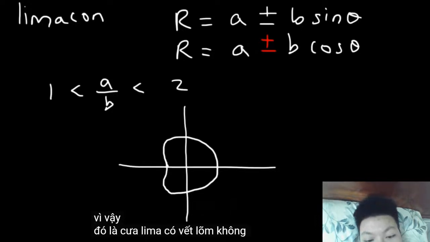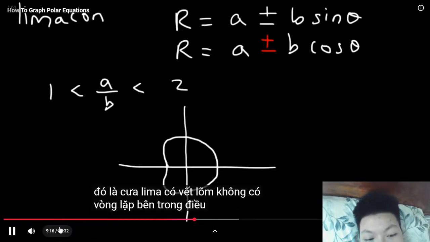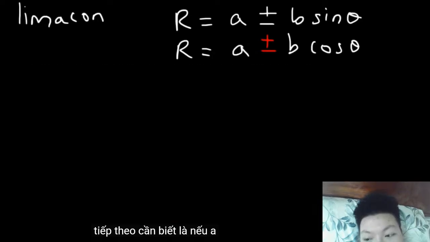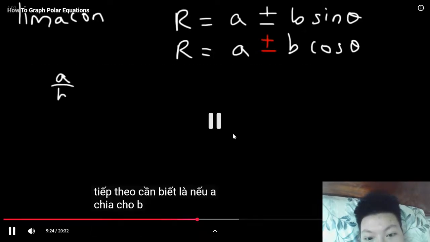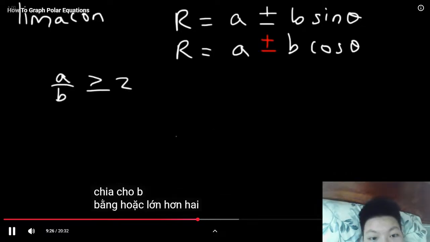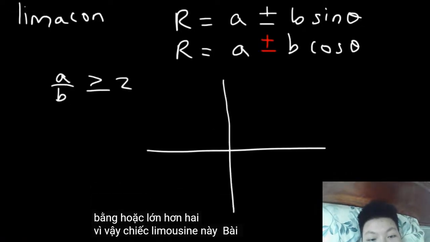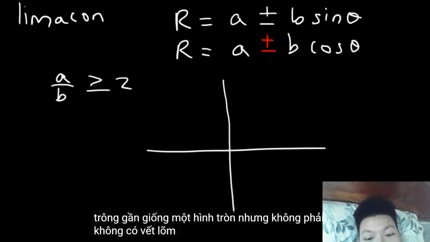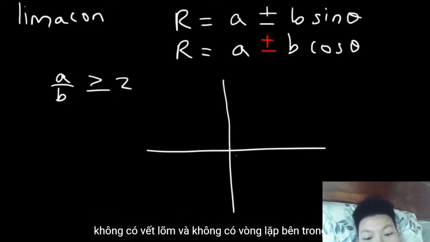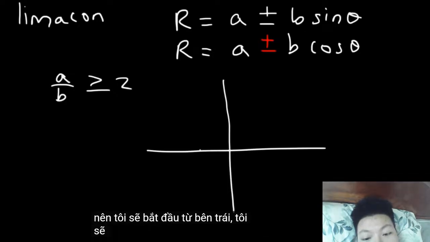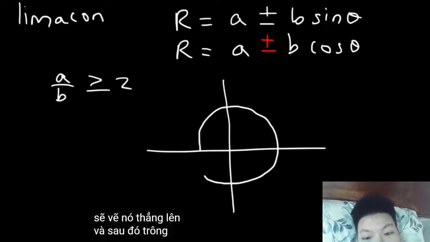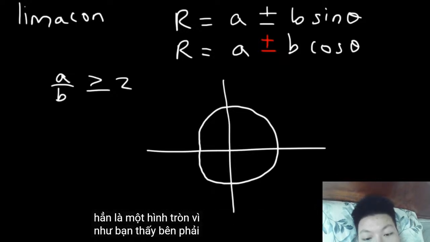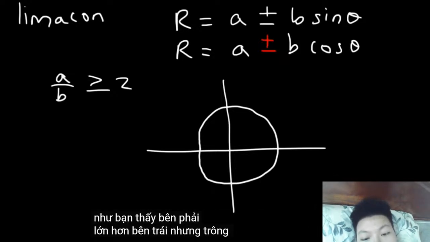The next we need to know is if a divided by b is equal to or greater than 2. So this limaçon looks almost like a circle, but it's not. There's no dimple and there's no inner loop. So I'm going to start from the left. I'm going to draw it straight up, and then it looks like this. But it's not exactly a circle because, as you can see, the right side is bigger than the left, but it almost looks like a circle.